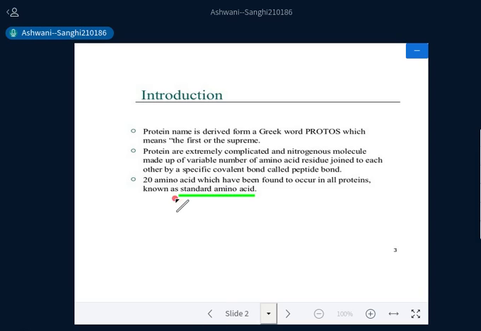The remaining are non-standard. Amino acids are compounds that contain an amino group and an acid group. Ornithine and citrulline are examples of non-standard amino acids. They are amino acids, but non-standard because they are not used in synthesis of proteins. Only 20 amino acids are standard because they are used in synthesis of proteins.